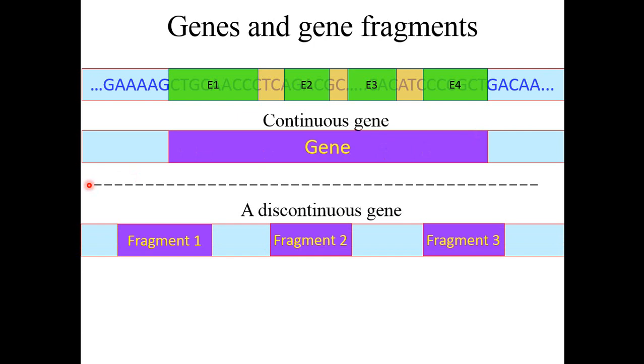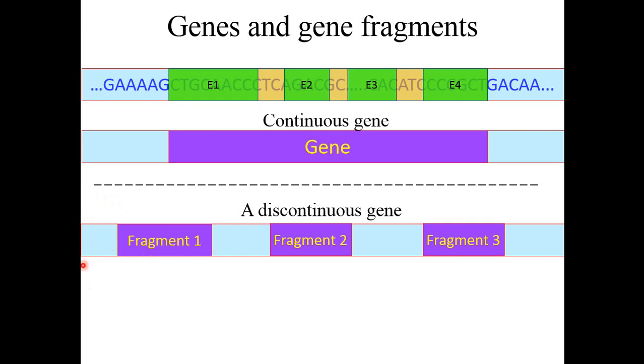They are called discontinuous genes, and these are genes which have multiple fragments. Pay attention, these fragments are very different from exons and introns. Each of these fragments can have multiple exons and introns. But these fragments are located in different parts of the genome, usually on the same chromosome, but they are far away from each other. And this precludes the RNA polymerase from transcribing them.